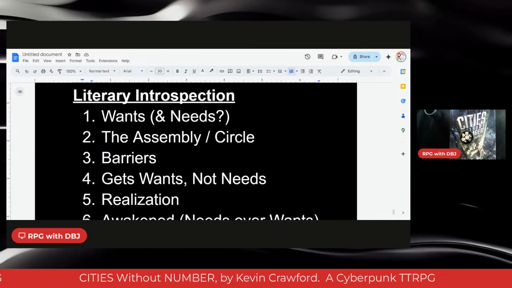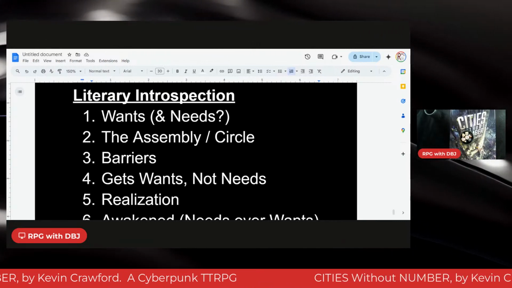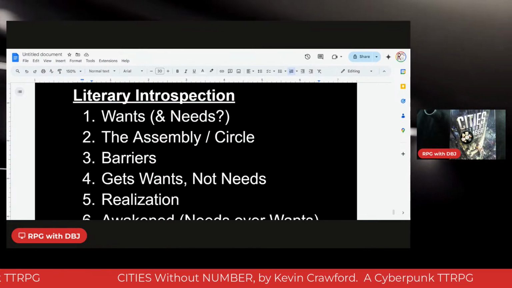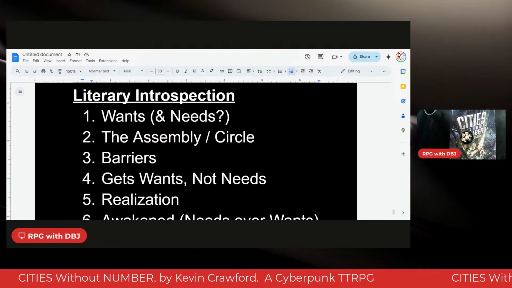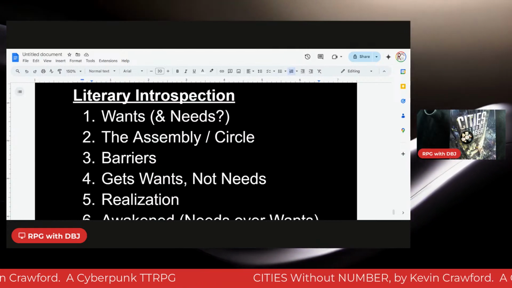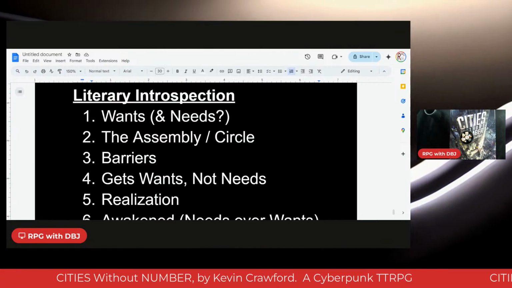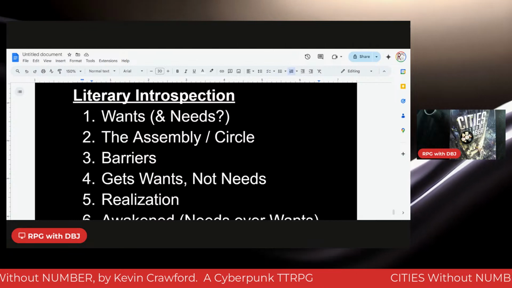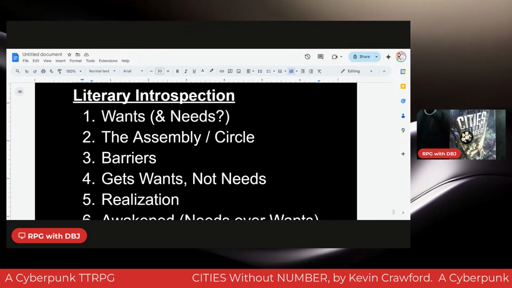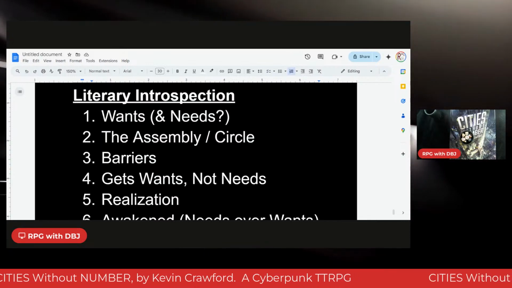So our main character has wants and needs, and I put needs with a question mark because they may not know what they need. Think Wolverine, right? Wolverine usually wants to be left alone. Wolverine needs a family. Usually characters want something and they profess to want this thing, but they need something else. So you start out with their wants and needs. Then we have our assembly, our circle.